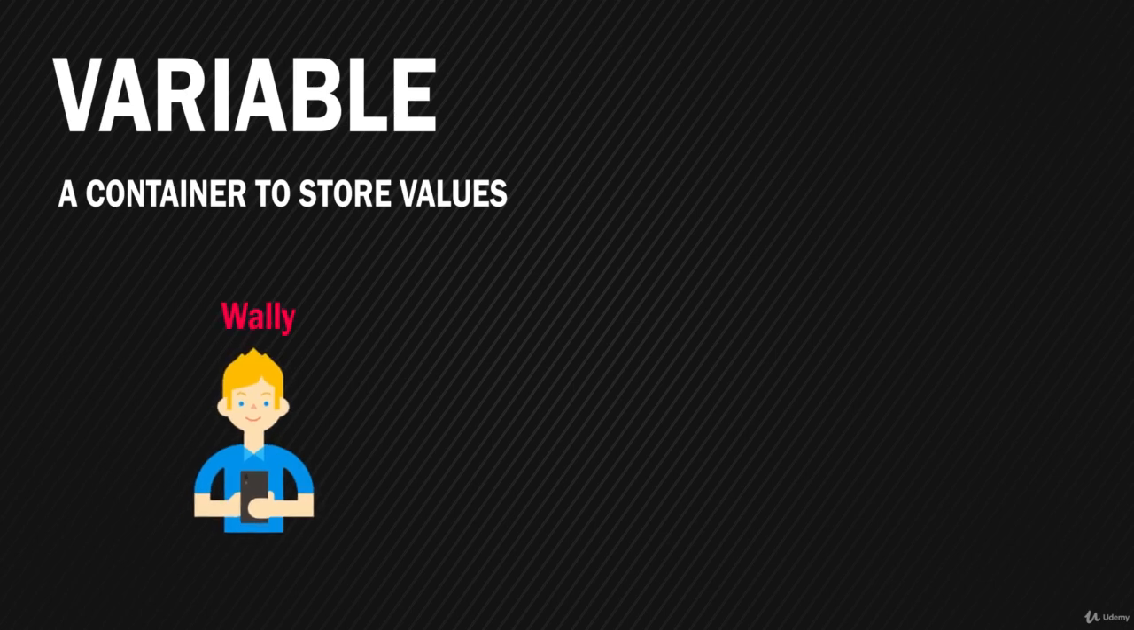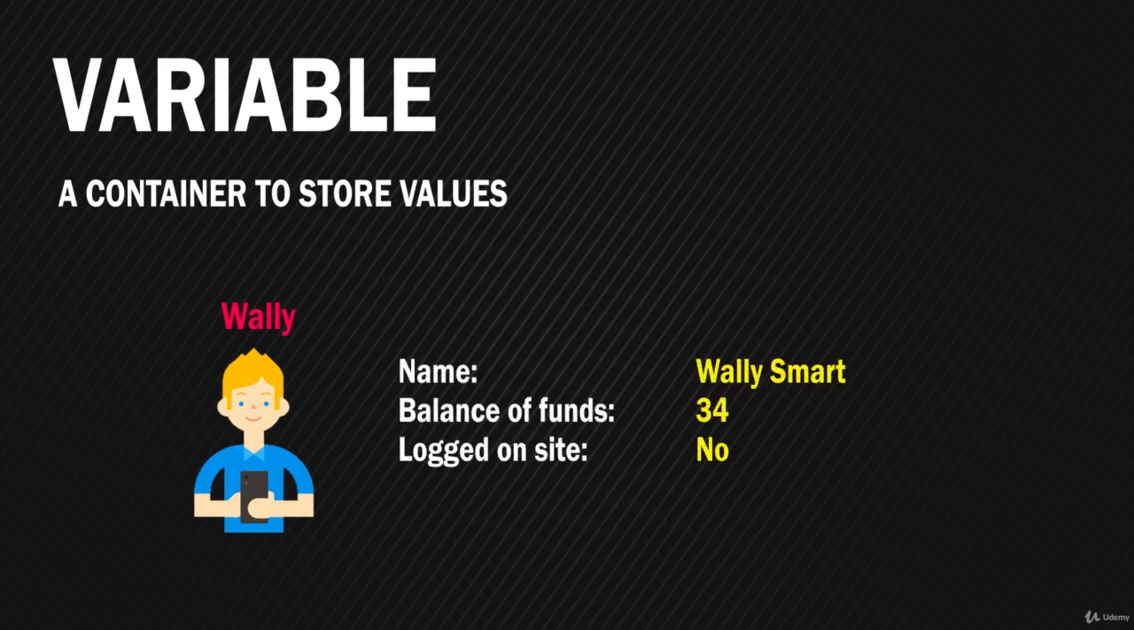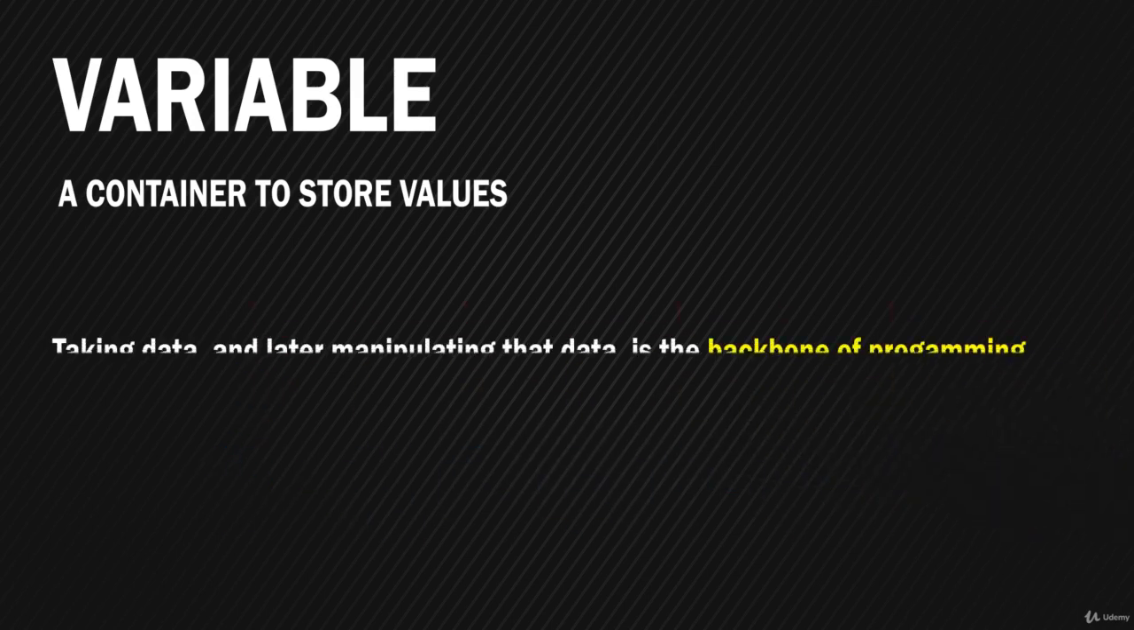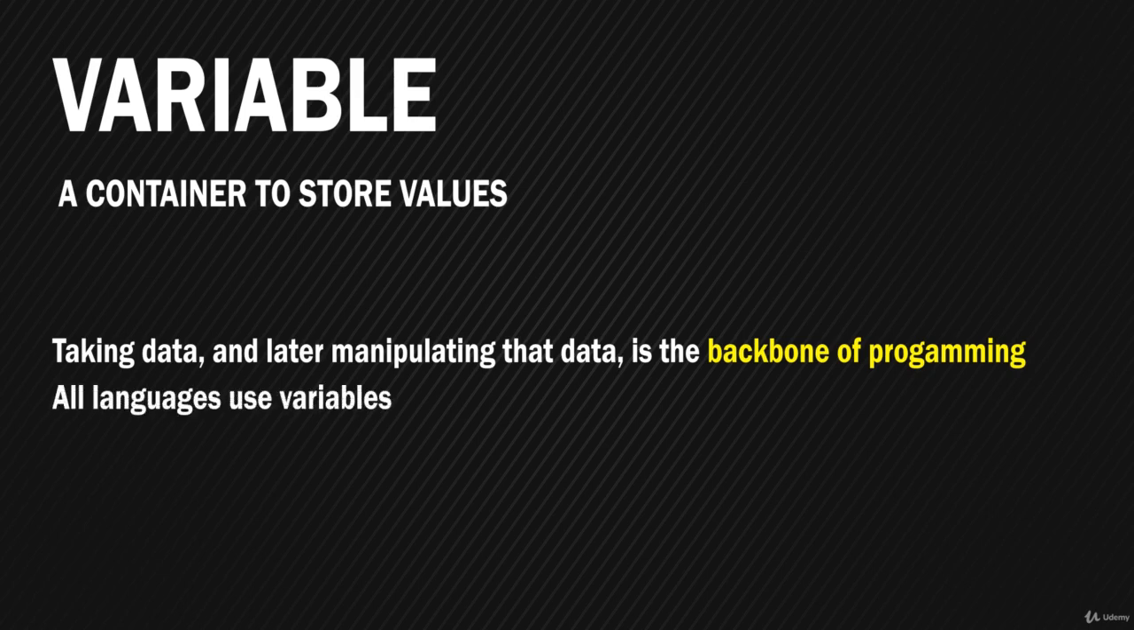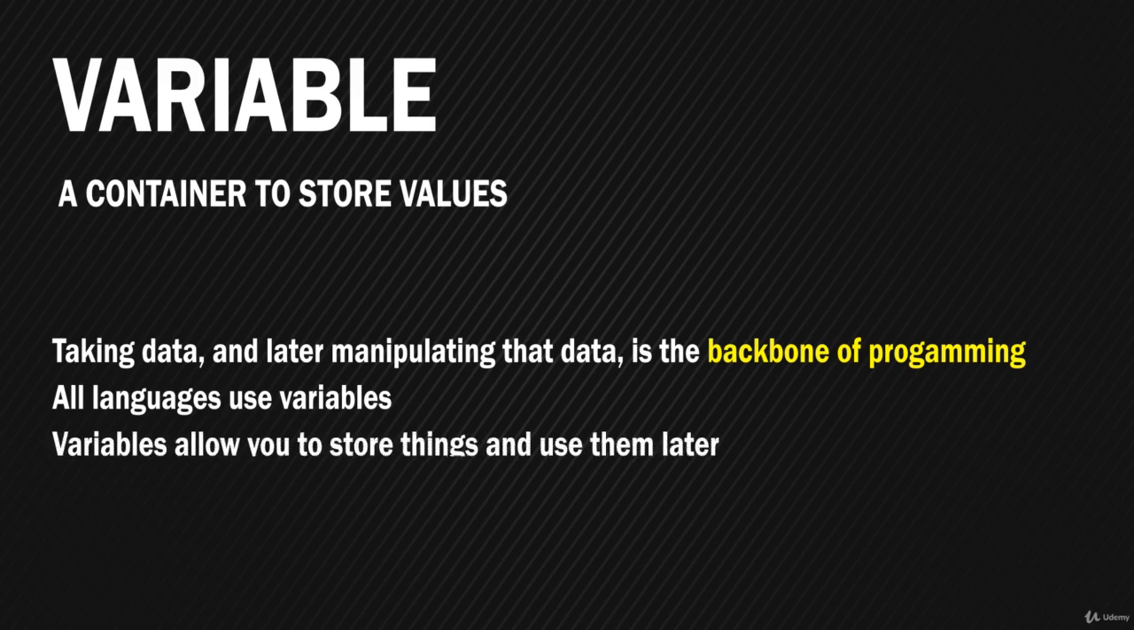Let's look at Wally. Wally's smart. Remember him? We already know some information about him. His name's Wally Smart. He's only got 34 funds in his account. He's not logged in, and he's got a few favorites. How would we go about storing these into variables? How does this work? I've already mentioned that taking data and later manipulating that data is the backbone of programming. All languages use variables, and variables allow you to store things and use them later. That's all a variable is.